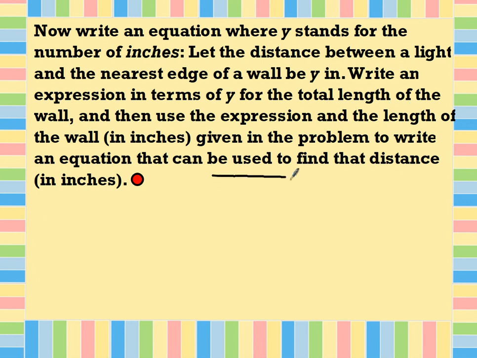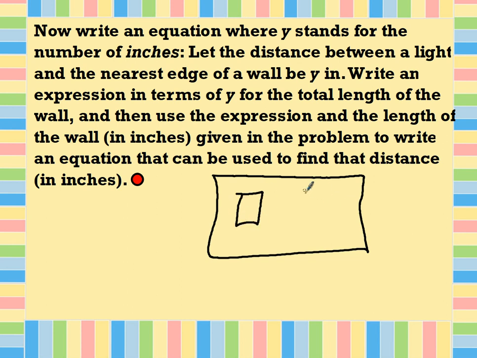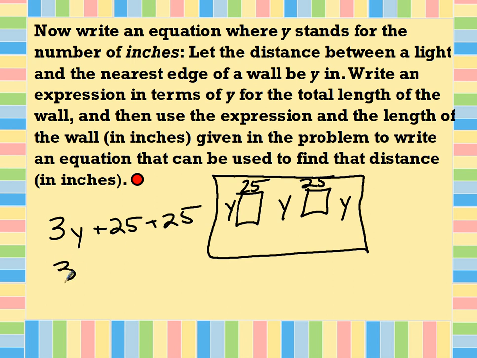And when we look at our drawing, if we had our sconces like this, and it's just saying if this is a y, then this has to be y, and this has to be y, and these two were still 25s. So when we wrote our equation, we would have 1, 2, 3 y's plus 25 plus 25, or we would have 3y plus 50.